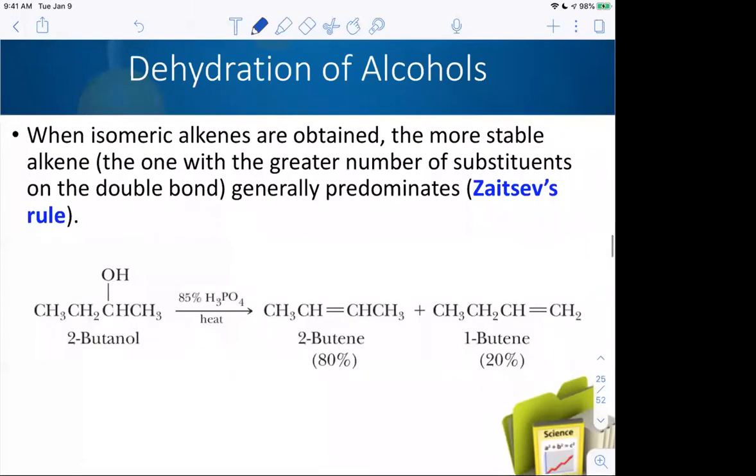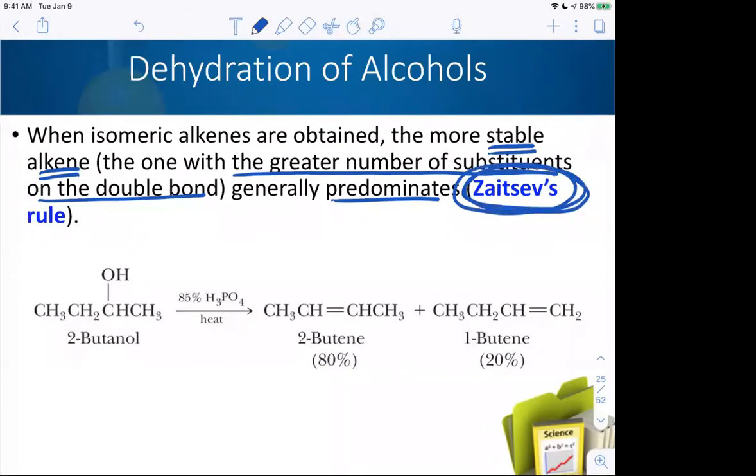Now, remember, when isomeric alkenes are obtained, the more stable alkene, which is the one that is the most substituted, is going to predominate. Remember, this is called Zaitsev's rule. So here I have my OH. I have a hydrogen on this, and I have a hydrogen here. I can eliminate in this direction or this direction.